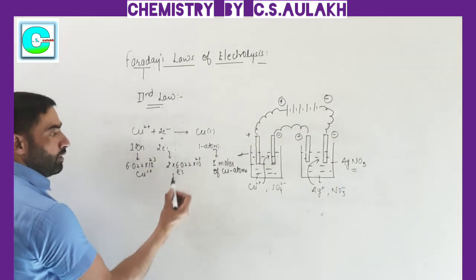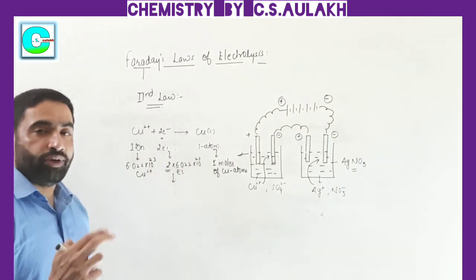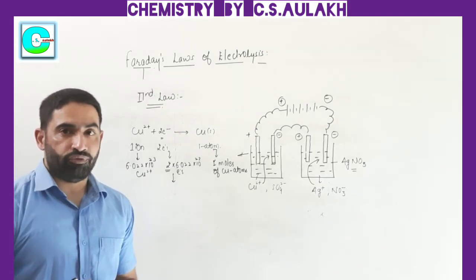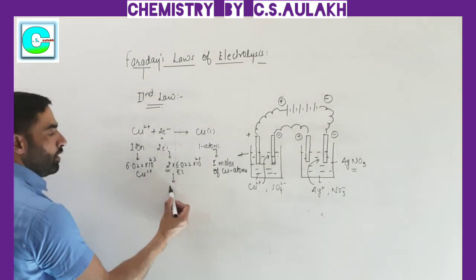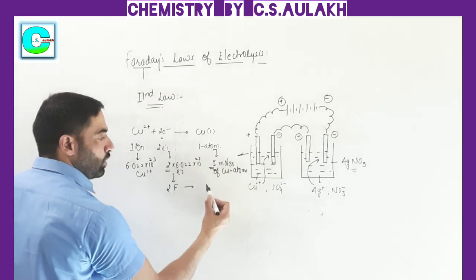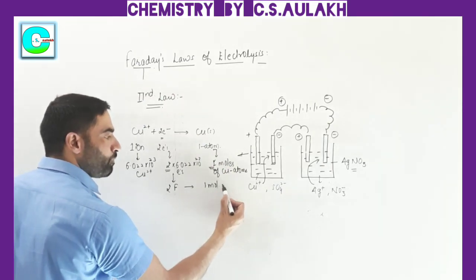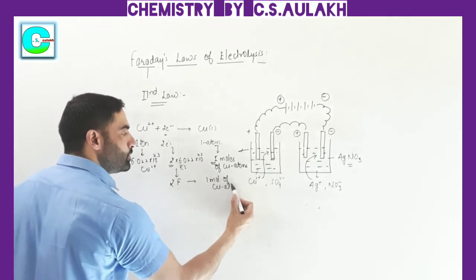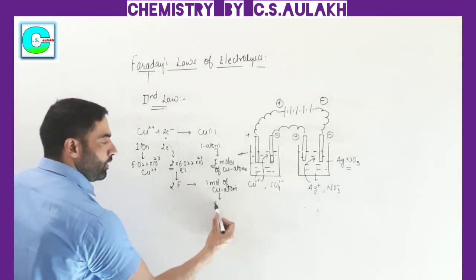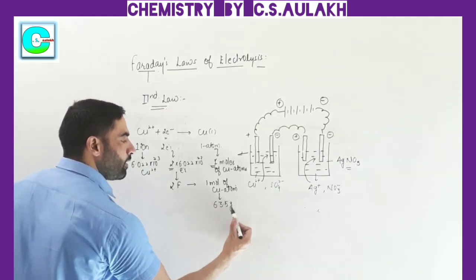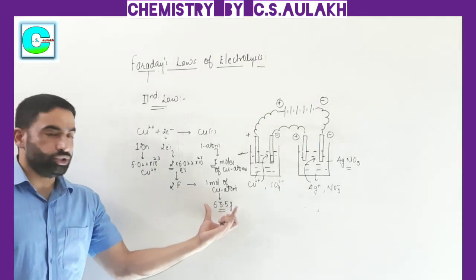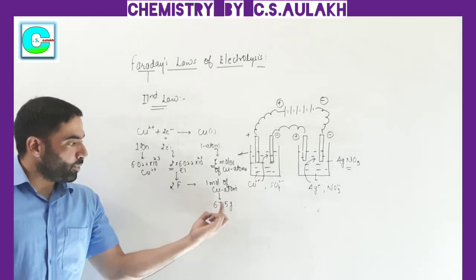So 1 mole of electrons passing through the circuit we take as 1 farad of electricity. So we can say here, with the passage of 2 farad of electricity, there is the deposition of 1 mole of copper atoms. We know 1 mole of copper atoms has a mass of 63.5 gram. So with the passage of 2 farad of electricity, there is a deposition of 63.5 gram of copper.